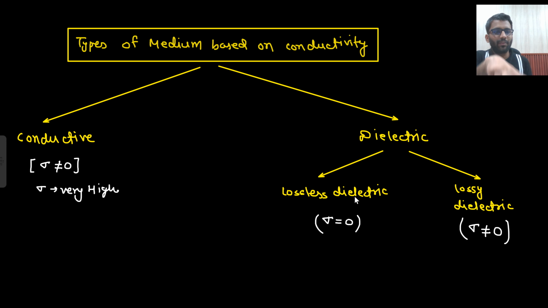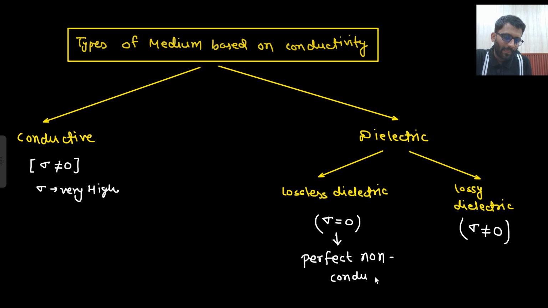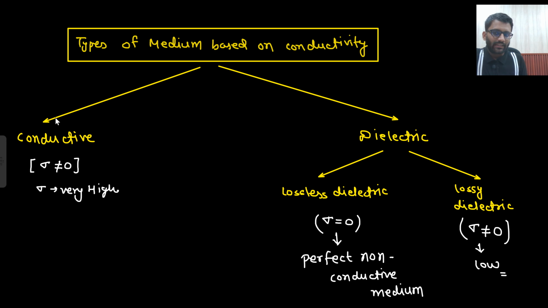In a dielectric medium, there will be two kinds of mediums: lossless and lossy. Lossless dielectric means sigma is equal to 0, so this is a perfect insulator or perfect non-conductive medium. And this is your lossy dielectric. So basically here sigma will be non-zero, but it would be low. Look, in both cases, conductive as well as lossy dielectric, sigma is non-zero. But here sigma will be very high, here it will be low.